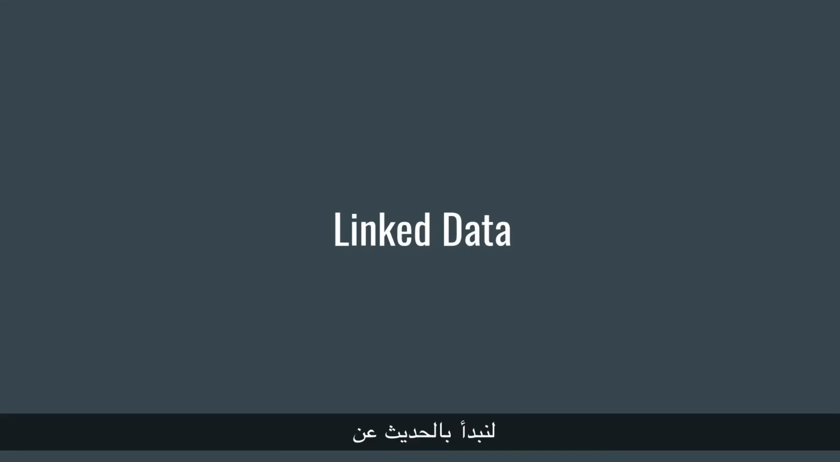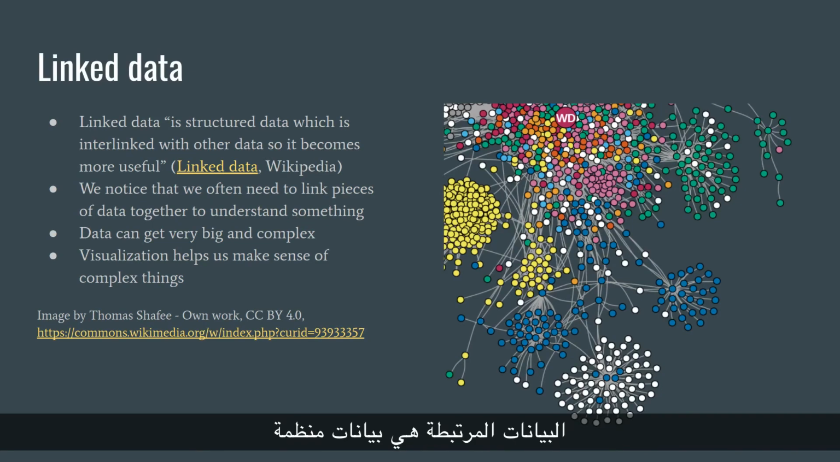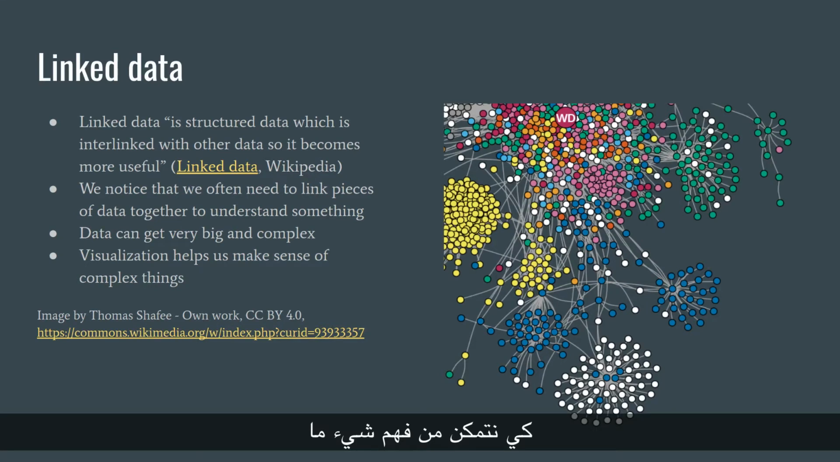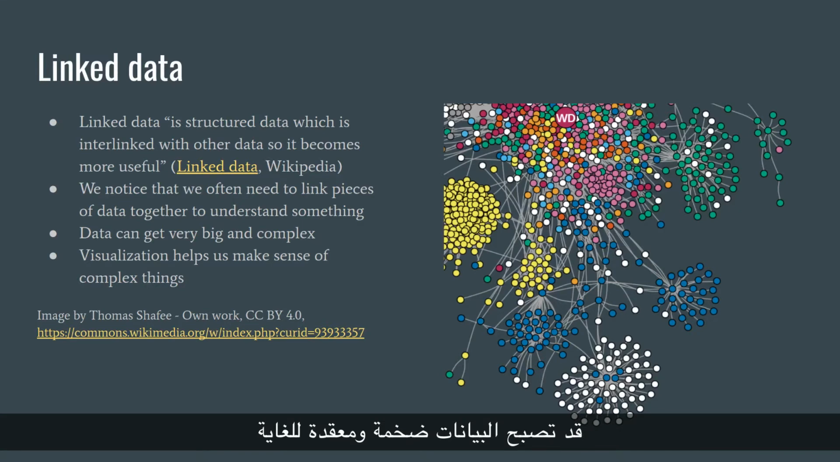Let's first talk about just linked data. Linked data is structured data that's linked together so it becomes more useful. If we think about it, we do this every day. We often need to link different pieces of data together in order to understand something. Data can get very big and complex. Complex things are often easier to understand when we can visualize them.